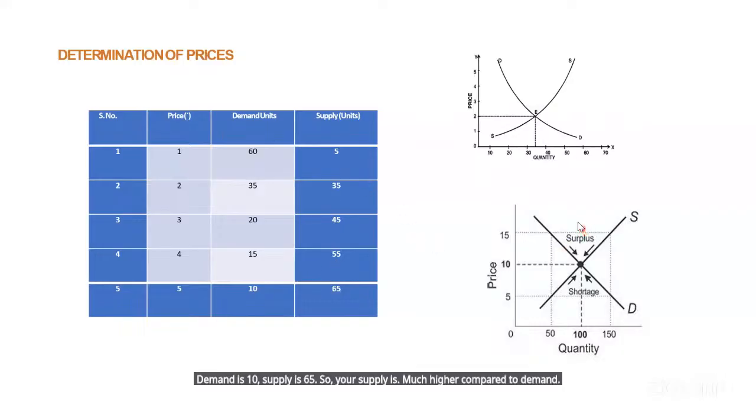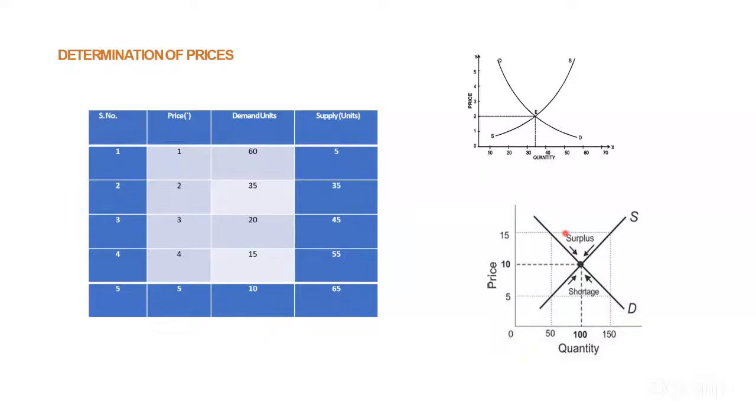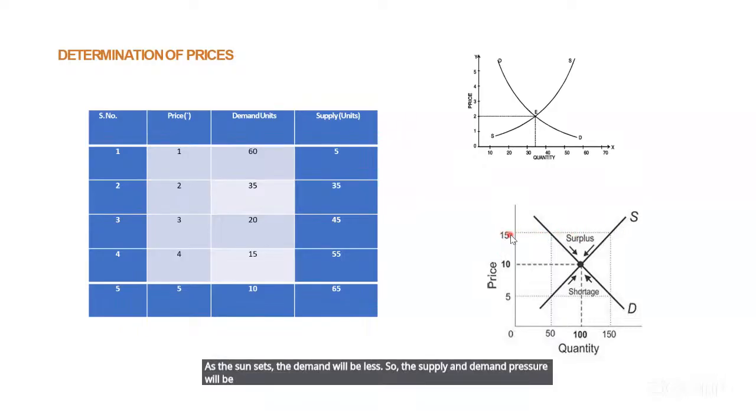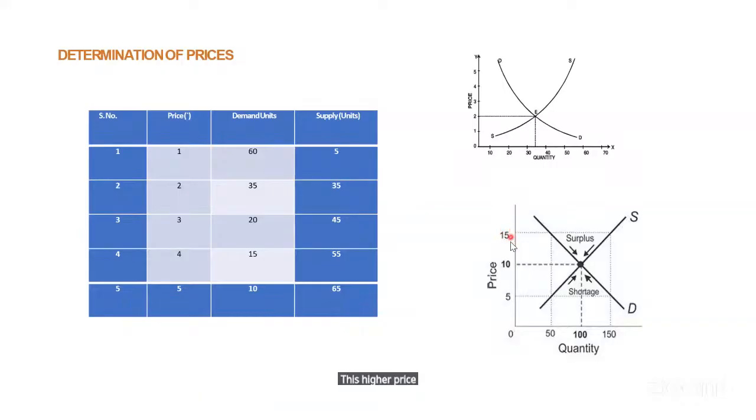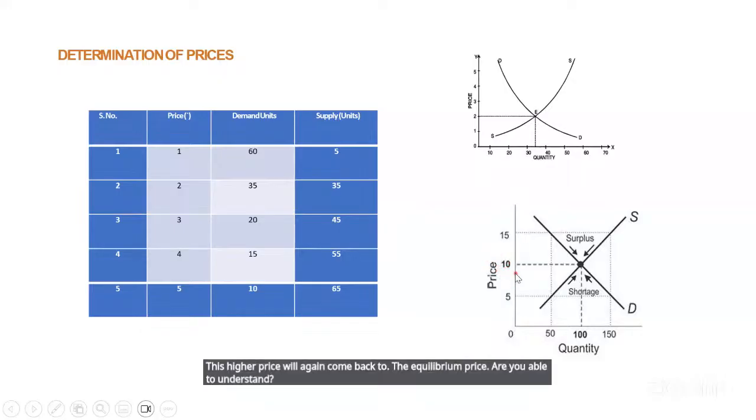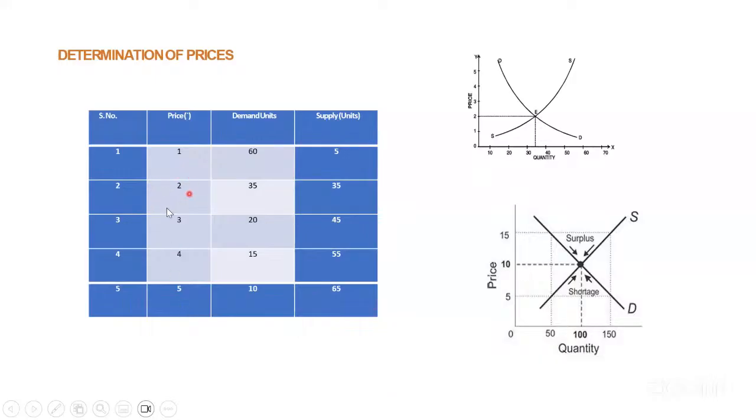When supply is more, demand is less, what happens to the price? Decreases. Price decreases. See what happens to the prices of vegetables in the evening in a market? The price decreases because the supply will be there but demand will be less. As the sun sets, the demand will be less. So the supply and demand pressure will be such that this higher price will again come back to the equilibrium price. Are you able to understand? 3, 4, 5 will come back to 2.